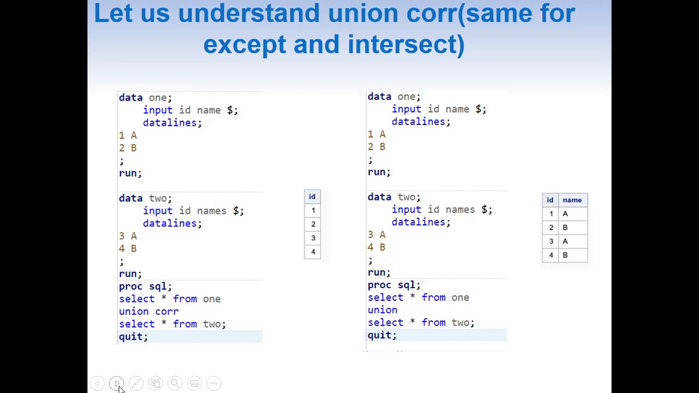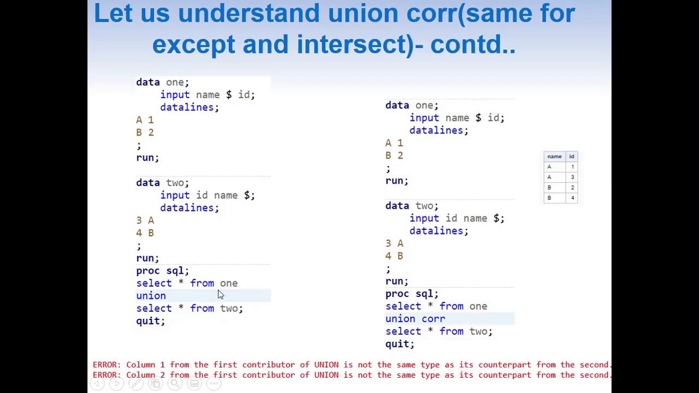Now let us dig even deeper and try to understand in what kind of scenarios union CORR might be useful to us. Let's look into the example in here. Again, I have two data sets here. In these data sets, the variables are at different positions. What do I mean by that? Let's quickly look into these two data sets. I have variables name and ID. Name is in the first position, ID is in the second position. In the second data set, ID is in the first position, but name is in the second position.